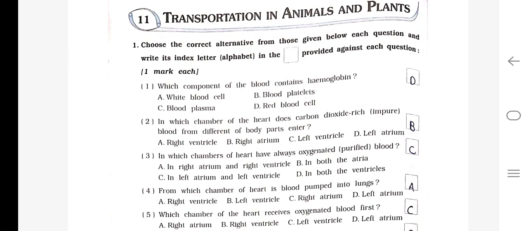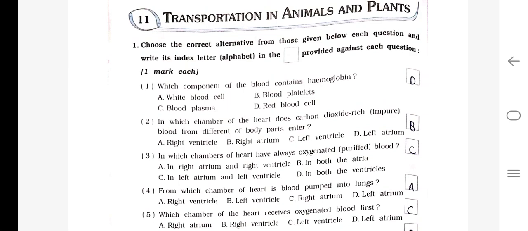Number 2. In which chamber of the heart does carbon dioxide rich impure blood from different body parts enter? A. Right ventricle. B. Right atrium. C. Left ventricle. D. Left atrium. So answer is B. Right atrium.